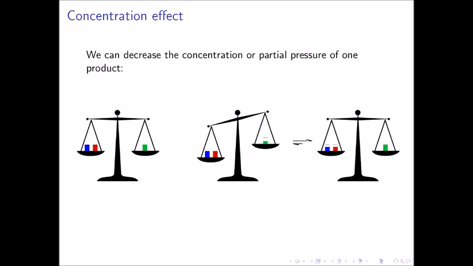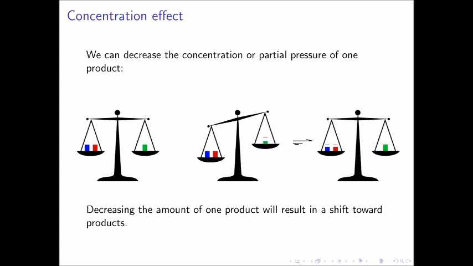Lastly, we can consider what happens when we decrease the concentration of one of our products. In this case, we have decreased the amount of our green product, thus causing a deficit on the product side. In order to restore balance, we must now react in the forward direction, consuming some reactants and replacing the missing product. Consequently, decreasing the amount of one product will result in a shift toward products.